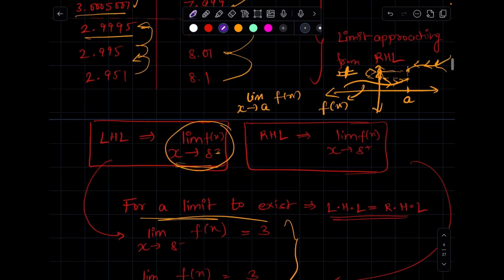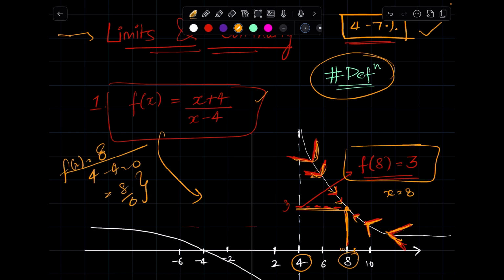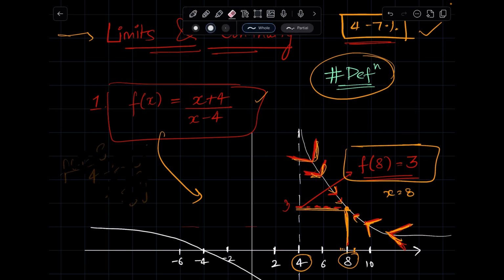If you're wondering why it doesn't exist, if you were to look at f of x, you will see that at x equals 4, right here, your denominator equals 0. This f of x equals 8 upon 0. And this is an indeterminate form. Basically, this violates the rules of math. 8 upon 0 yields nothing. It's invalid.